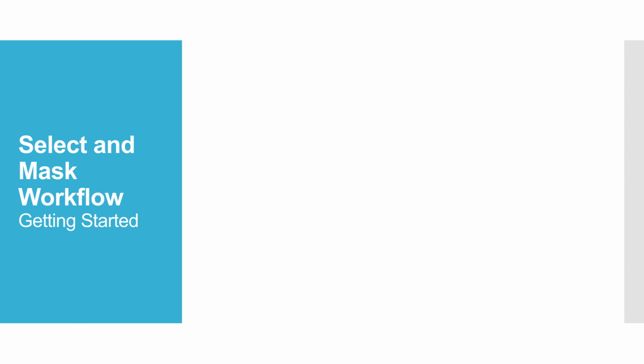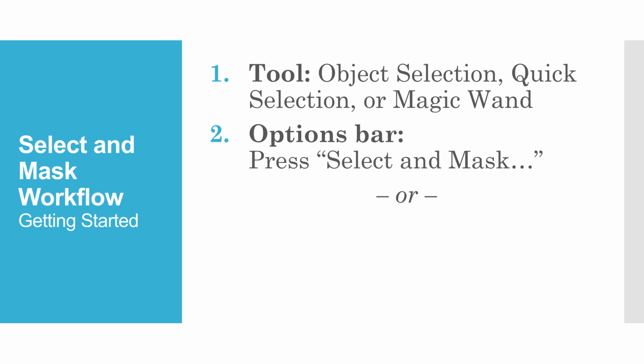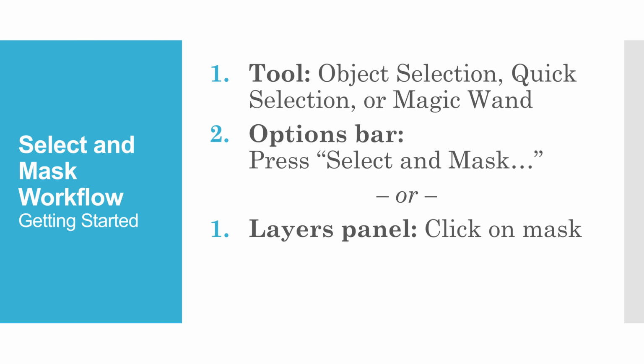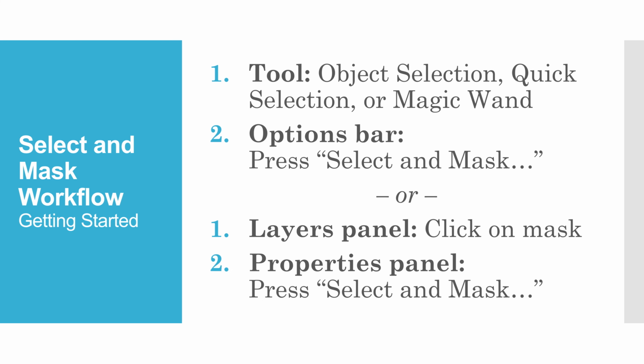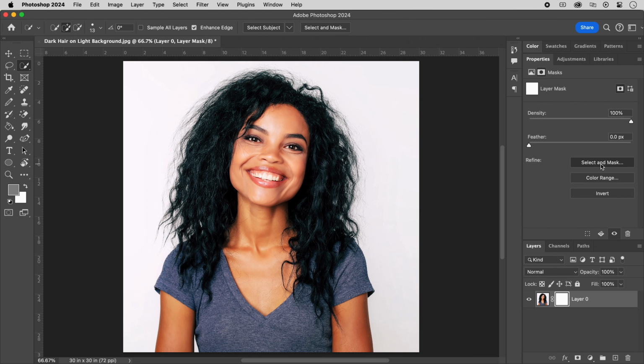You can start with a selection already made using another method, such as object selection, quick selection, or the magic wand. And then you go to the options bar and press Select and Mask. Or you can create your selection entirely in this workflow. From the Layers panel, click on a mask, and then from the Properties panel, select Select and Mask.